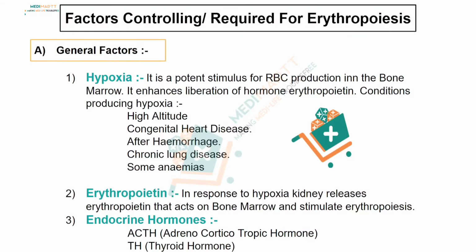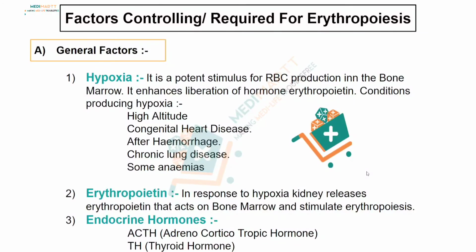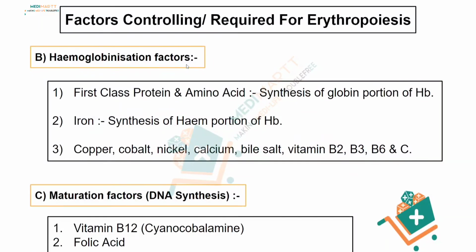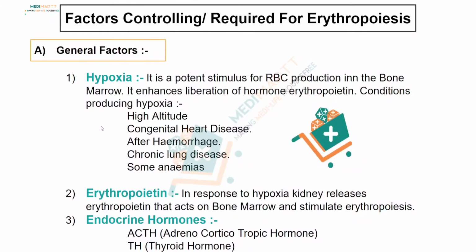Now moving on to the next topic, the factors controlling or required for erythropoiesis. The factors are the general factors, the hemoglobinization factors, and the maturation factors. There are some more factors, but we will see them later. First of all, let's see the general factors. The general factors involve hypoxia, erythropoietin, and endocrine hormones.